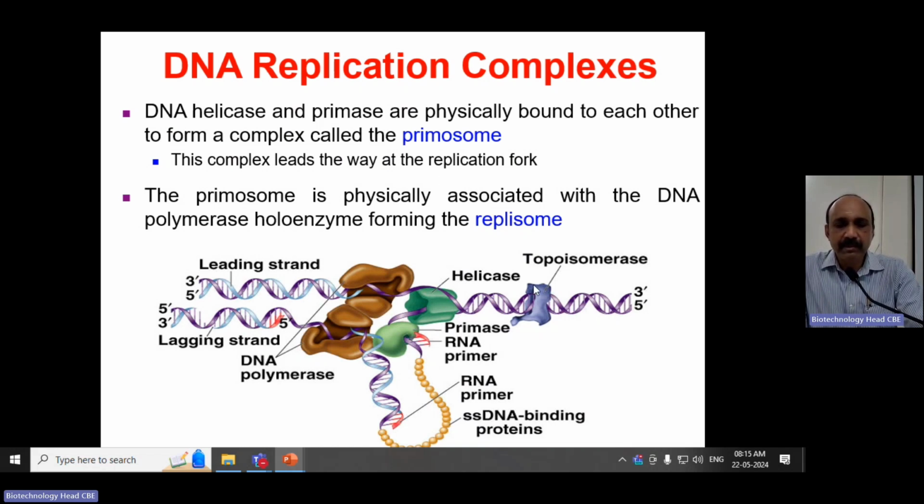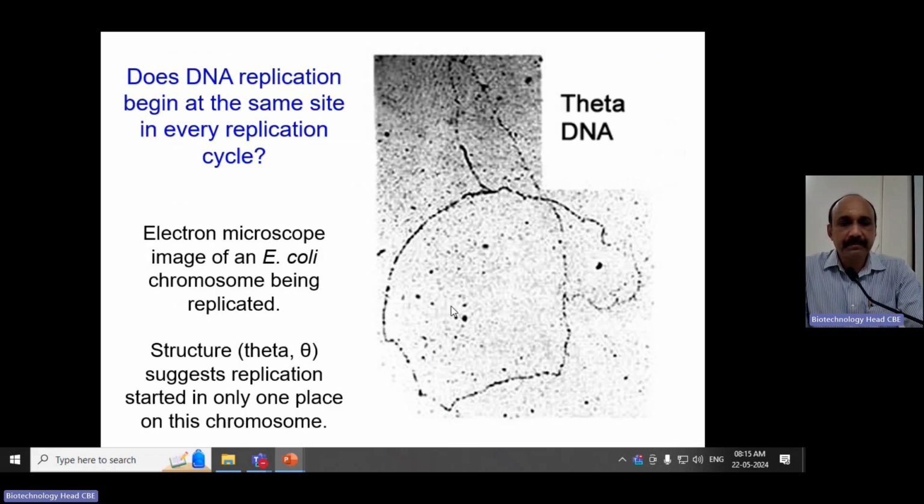And when the DNA polymerase also attaches to this primosome, with the helicase and primase, it is called the replisome. All three proteins together are called the replisome, right?